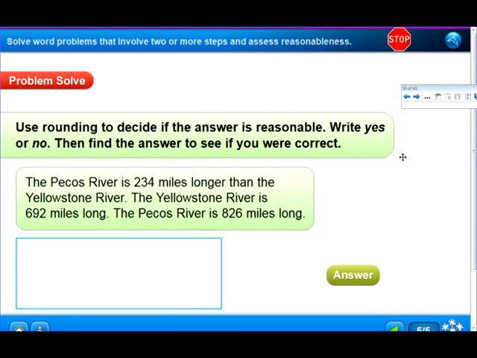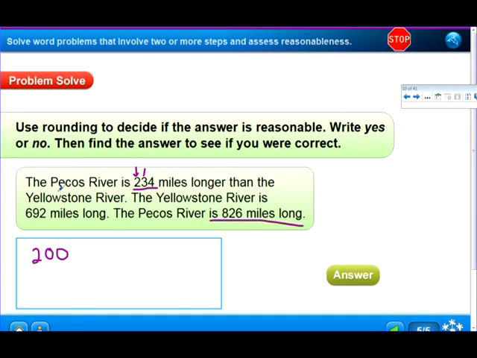Stop this video and see if you can do this one on your own. Let's see if this is also reasonable. We're going to find the answer to the Pecos River being 826 miles long. We're going to see if that's correct. So instead of doing it by the tens, let's look at the hundreds. Okay, so we're going to round to the nearest 100. 234 miles. If we look at that 30, we're going to say 200.